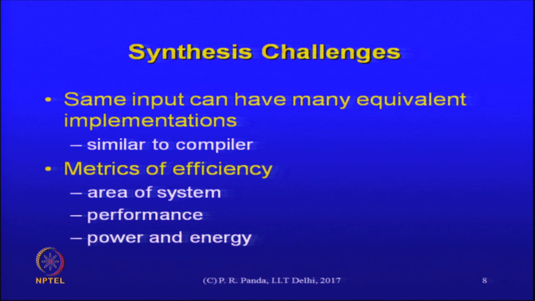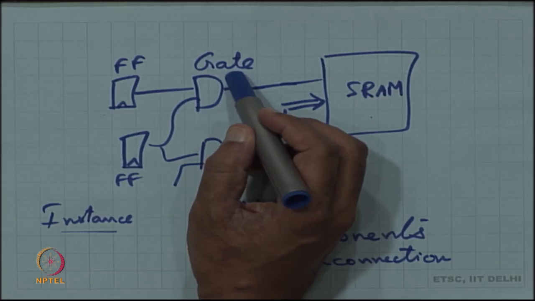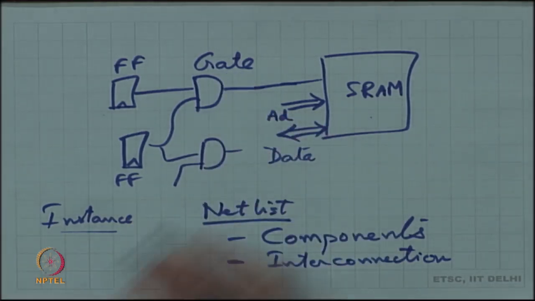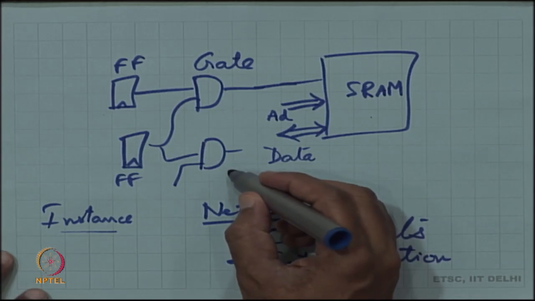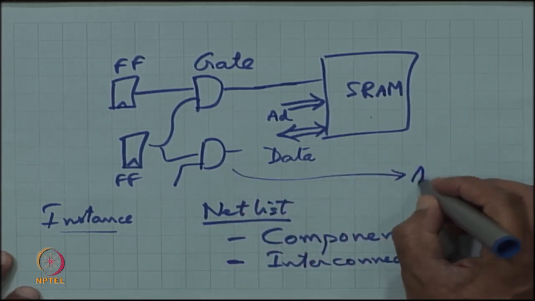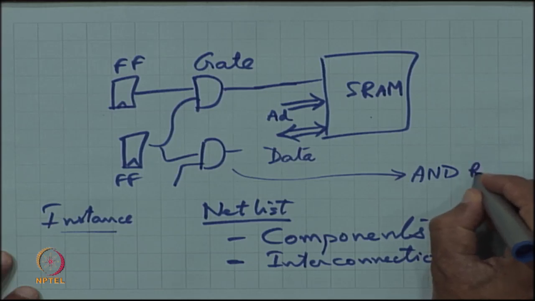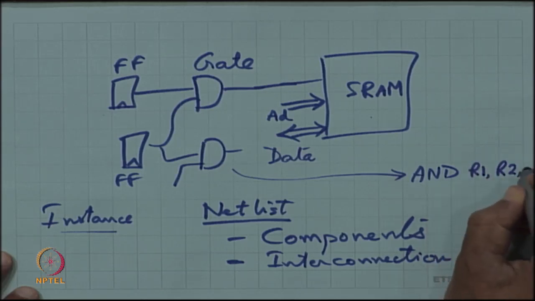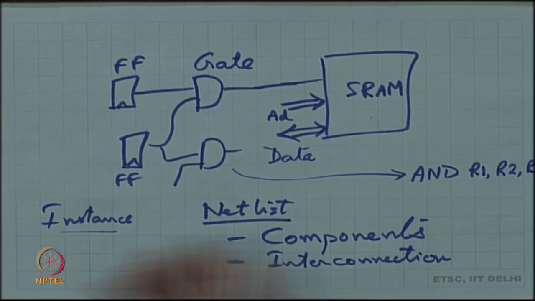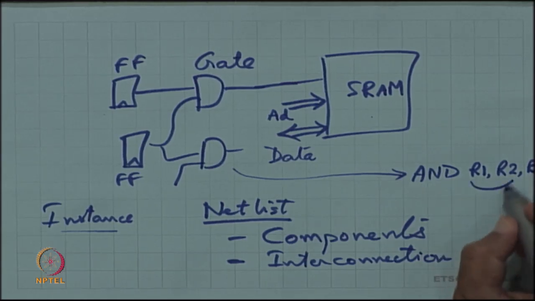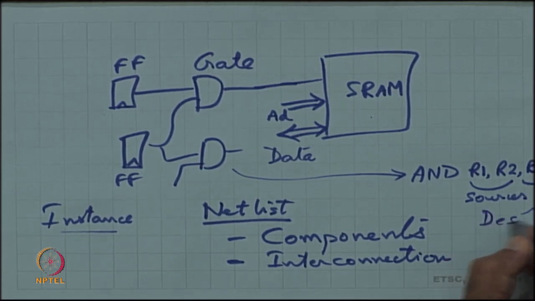Now, the similarity between the instruction and the netlist: we took a gate and said that it is actually a very simple function. The equivalent instruction to that gate may be something like AND register 1, register 2, register 3. That would be functionally an equivalent instruction. These two may be the sources and this may be a destination register. So, register addresses or something like that are part of that instruction. That is the part that is similar.